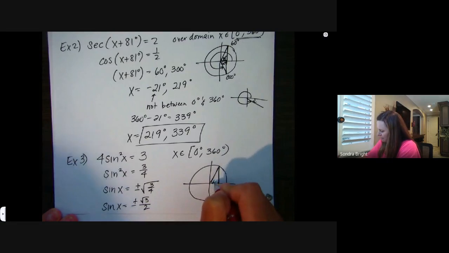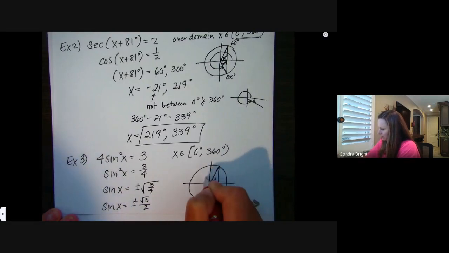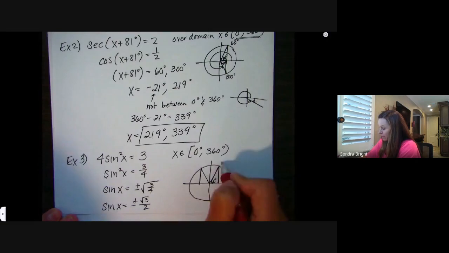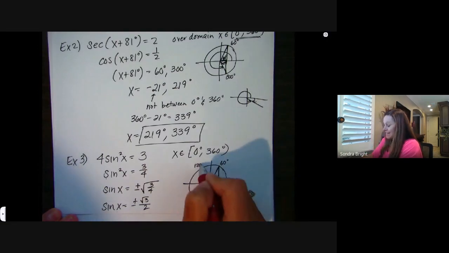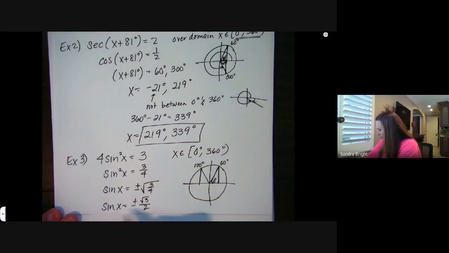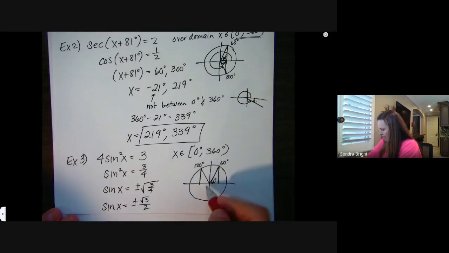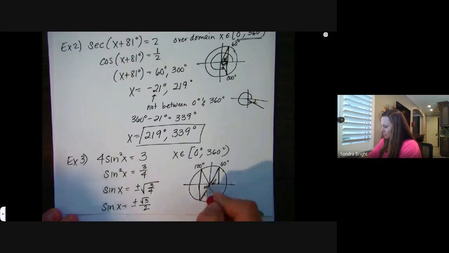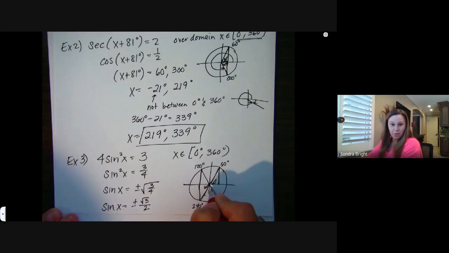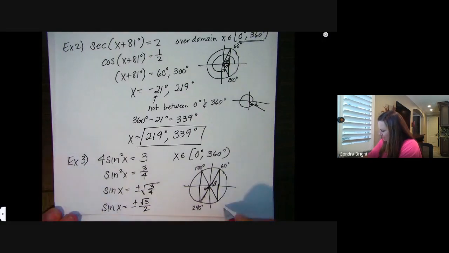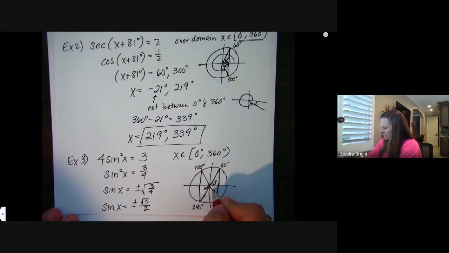And also here at 60 degrees, 120 degrees. It's a negative rad 3 over 2 here in quadrant 3, which is a 60 degree angle. 180 plus 60 would give you 240. It's also a negative rad 3 over 2 here in quadrant 4, 60 degree reference angle. 360 minus 60 will give you 300.